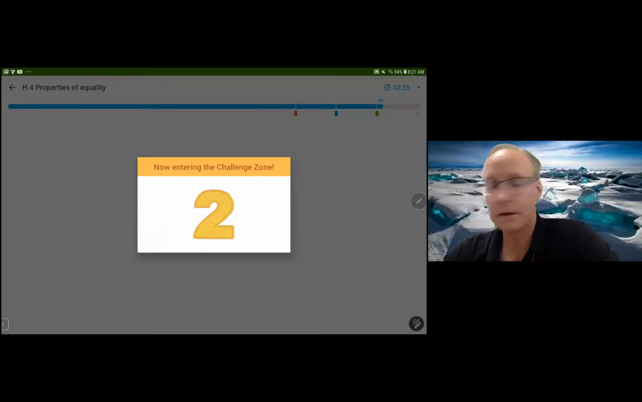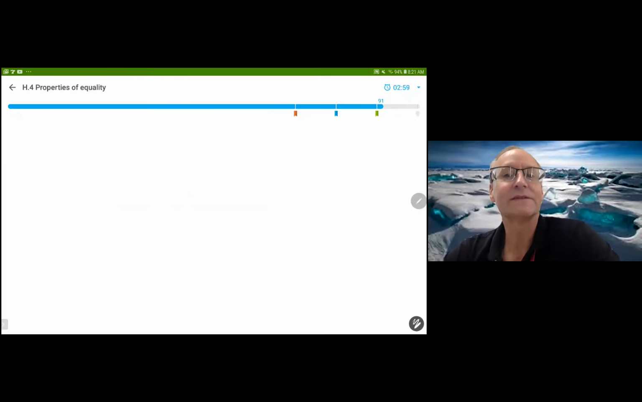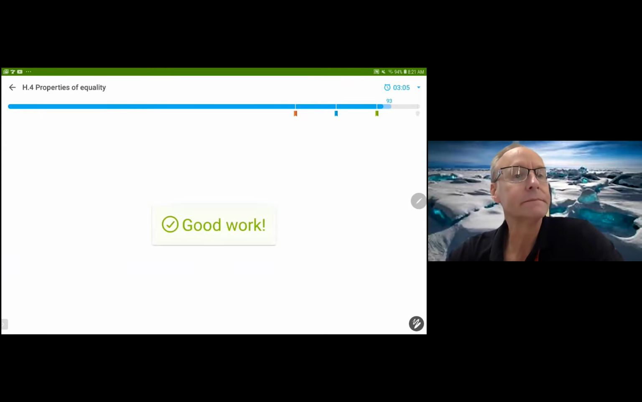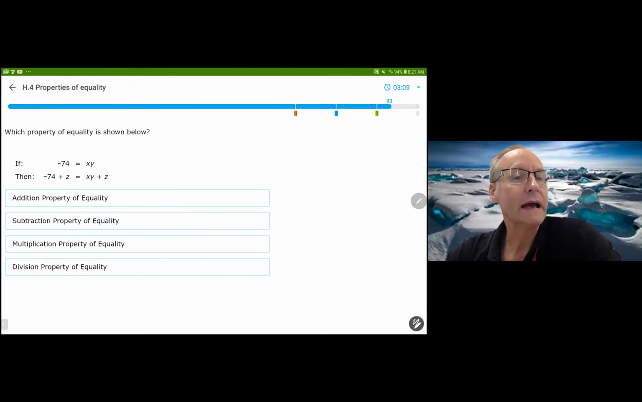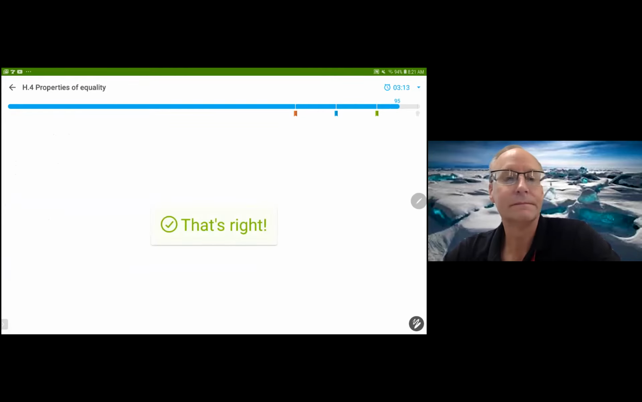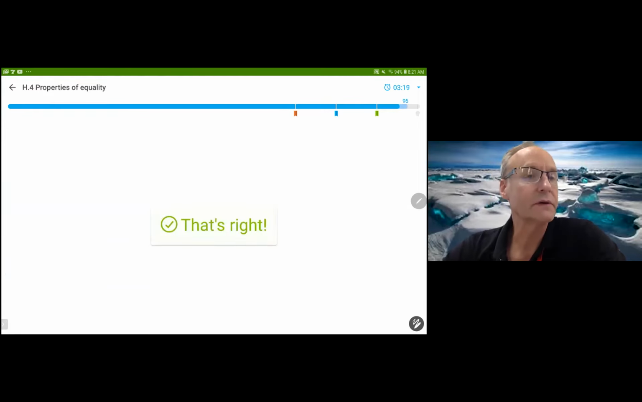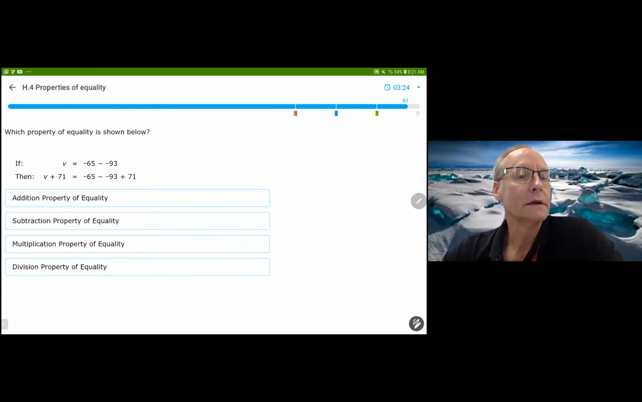And we're getting there, almost done. This one's going to go quick. They added z to both sides, which is the addition property of equality. And they added z again to both sides. They added q to both sides. That's the addition property of equality. And they added 71 to both sides.